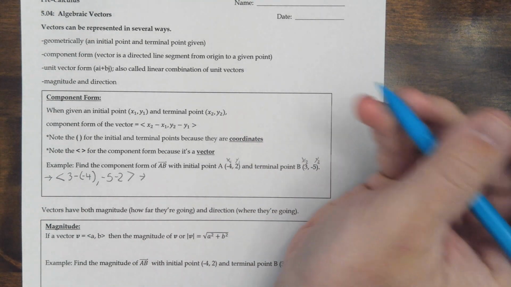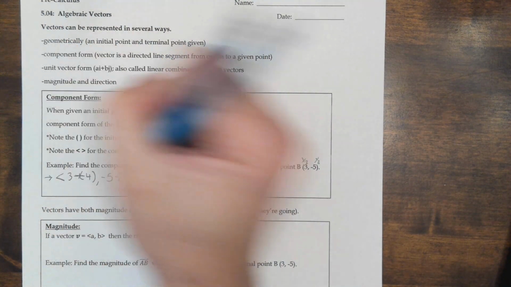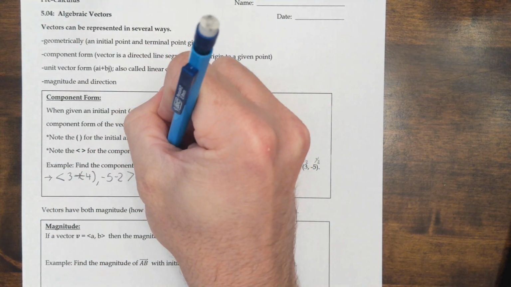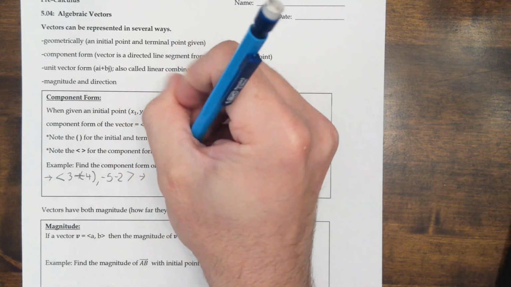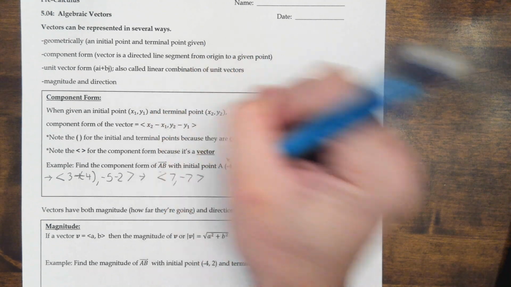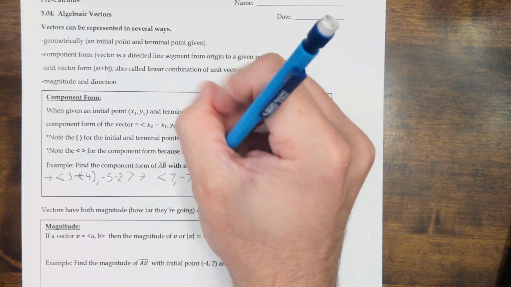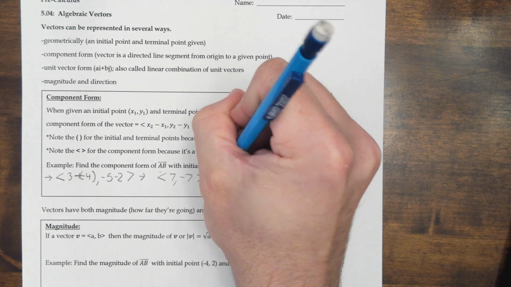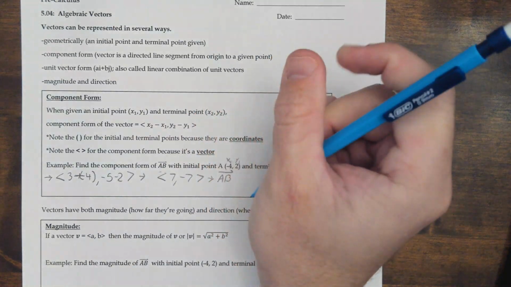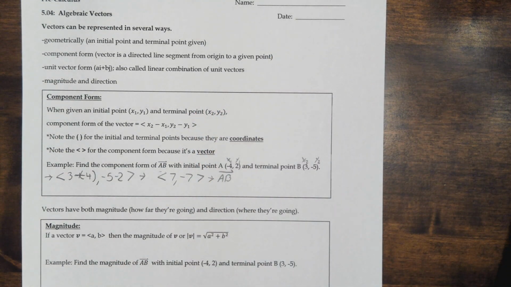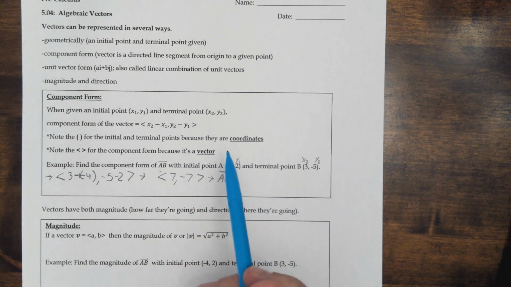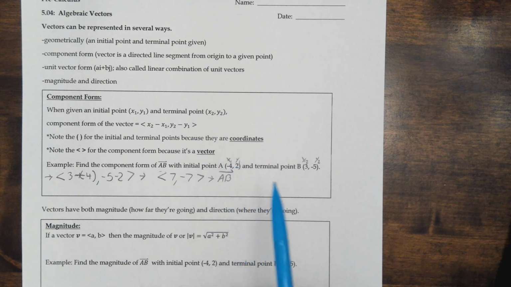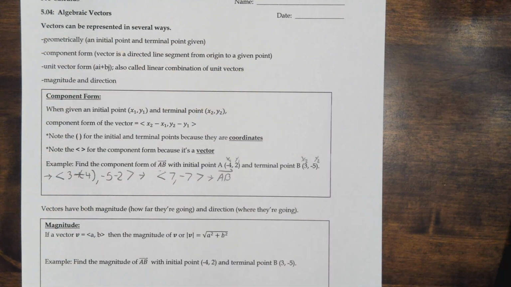Now let's go ahead and simplify. Minus minus gives you plus, so 3 plus 4 is going to give you 7, and then negative 5 minus 2 is negative 7. There you go, that's your component form for vector AB. Very self-explanatory, right? You're just going to take the 2 points, label the first point x1, y1 and the second point x2, y2, and plug it into your formula.